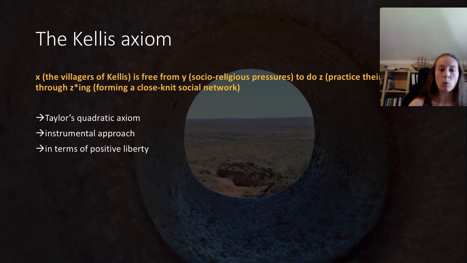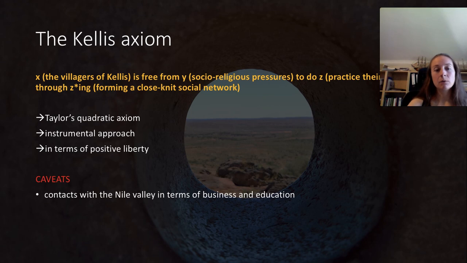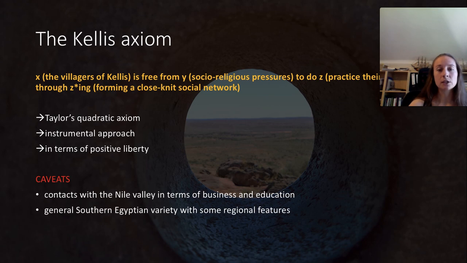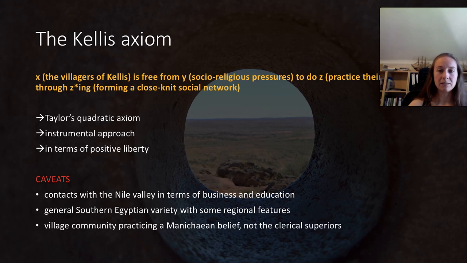So our Y component are pressures rather than physical barriers or attacks. A couple of caveats here. Remember I said contacts with the Nile Valley in terms of business and education do exist. So there's contact of some sort, there's not nothing. And generally speaking, we're talking about a general southern Egyptian variety of Coptic with some regional features, so there's no complete seclusion to the extent of retreating completely from societal interaction and communication, for example, by using a secret language. And remember, this is a village community practicing Manichaean belief, not clerical superiors, thus they draw less attention to themselves anyway.